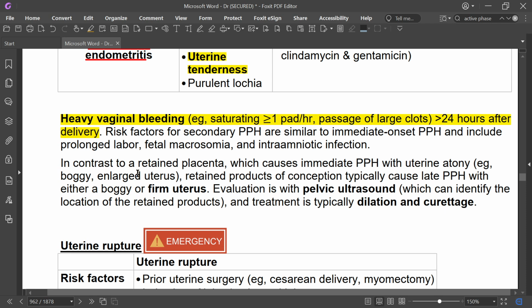In contrast to a retained placenta, which causes immediate PPH with uterine atony and a boggy enlarged uterus, retained products of conception typically cause late PPH with either a boggy or firm uterus. Evaluation is with pelvic ultrasound, which can identify the location of the retained products, and treatment is typically D&C.